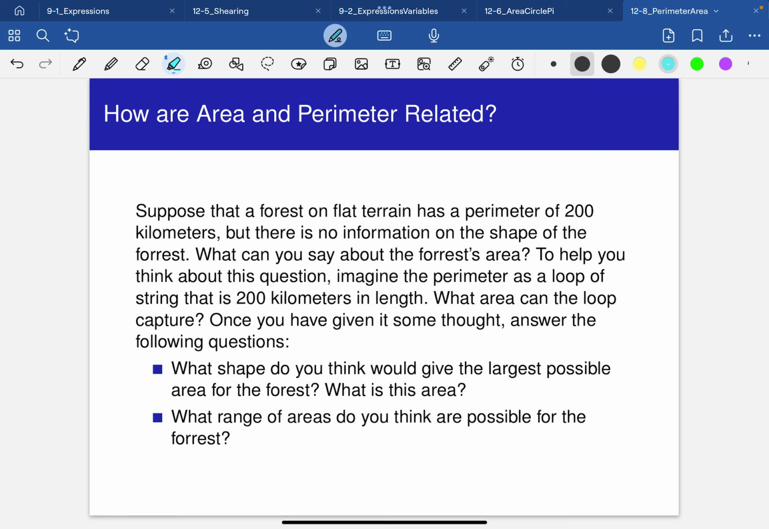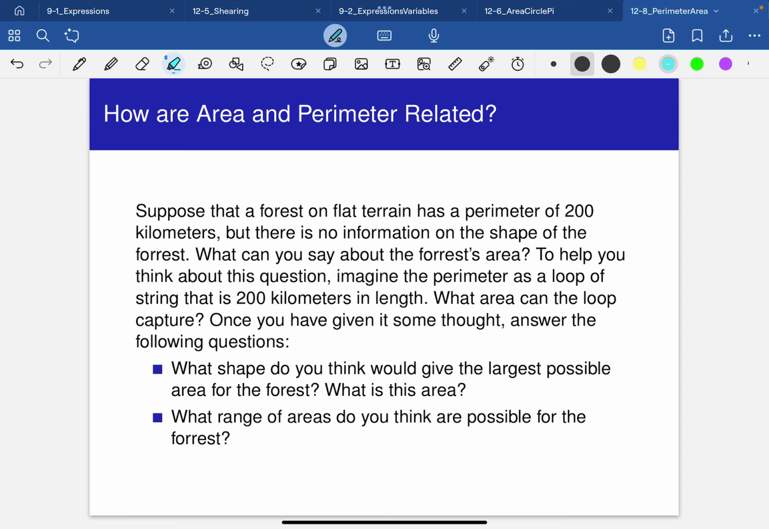So to help you think about the question, I would tell you to imagine the perimeter, this 200 kilometers, as a loop of string, 200 kilometers in length. And the big question is what area can the loop capture? So think about that and maybe draw some pictures, but ask yourself, what would I do with a loop of string to make the largest possible area for the forest? And then if I knew that shape, is there any way to tell what the actual area would be? In other words, is there a ceiling? Is there some largest possible area, given that I have 200 kilometers of string in a loop?